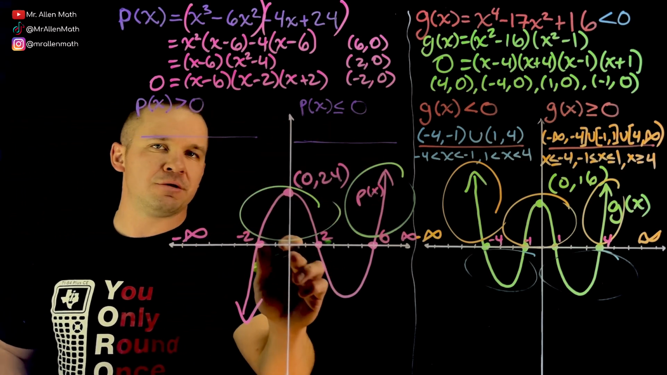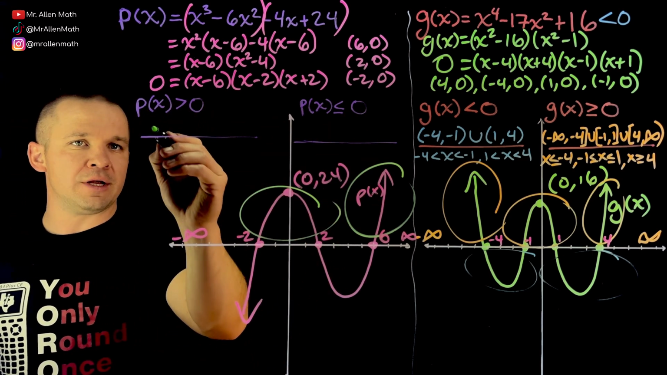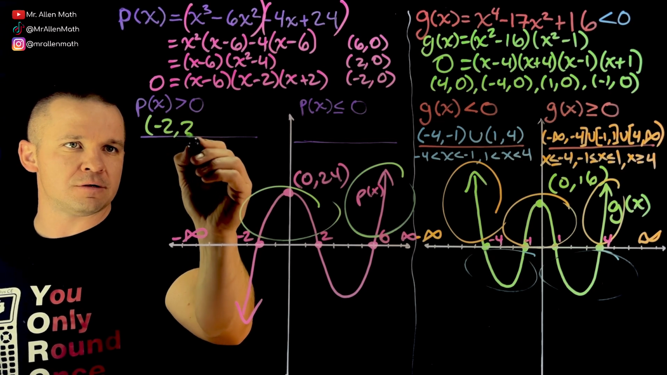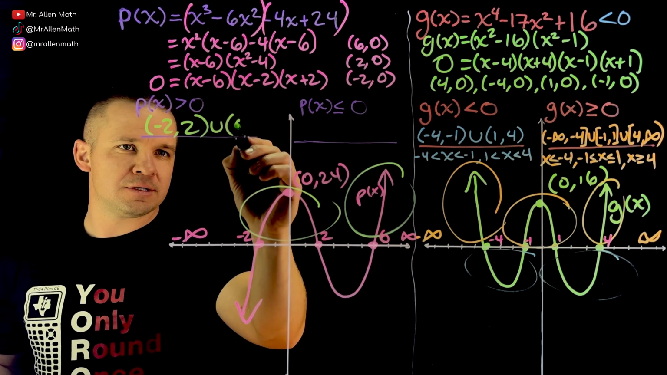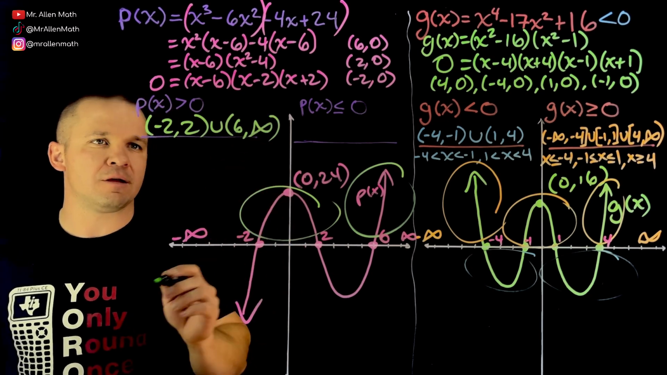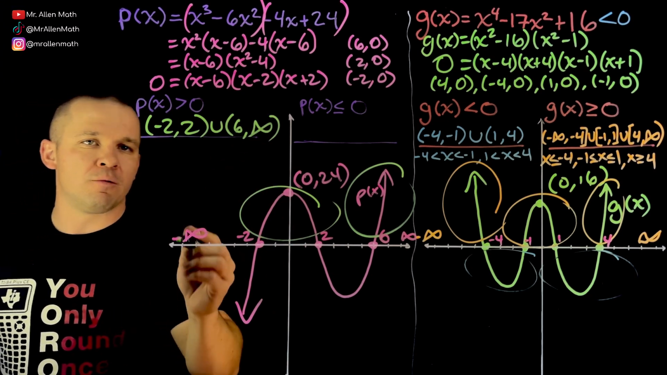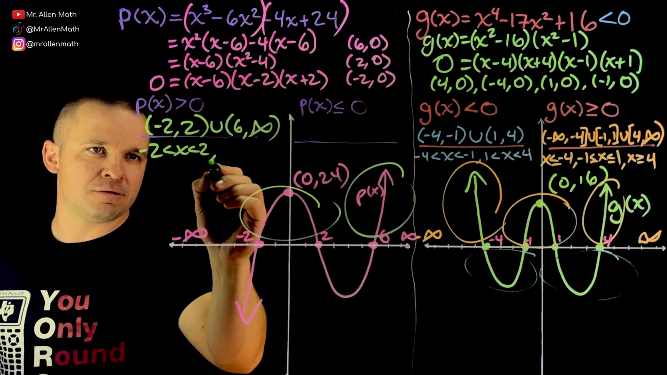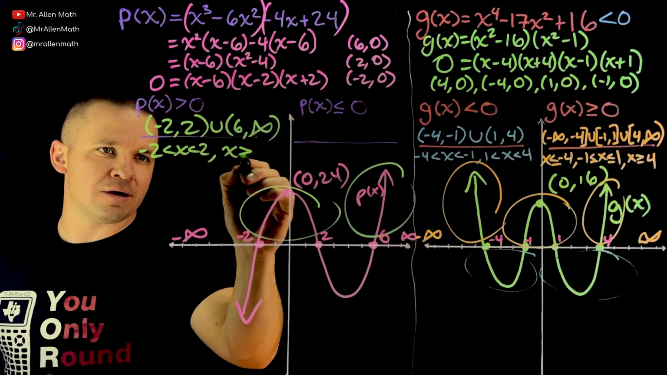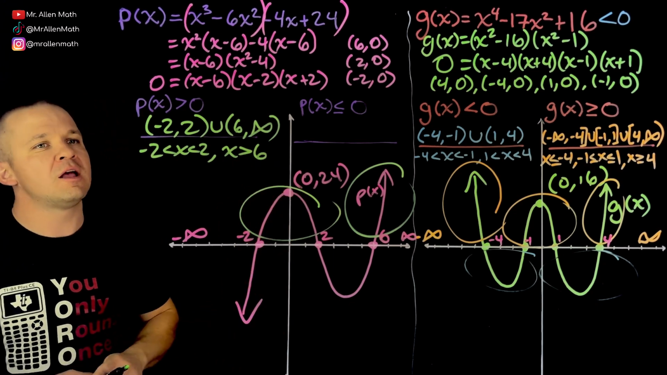So between negative 2 and 2, I'm not including the endpoints, so it'll be parentheses, negative 2, comma 2, and from 6 to infinity: 6, comma, infinity. Beautiful. If you're going with inequalities, negative 2 is less than x, less than 2, and then we have x is greater than 6. Those are my two pieces right there.